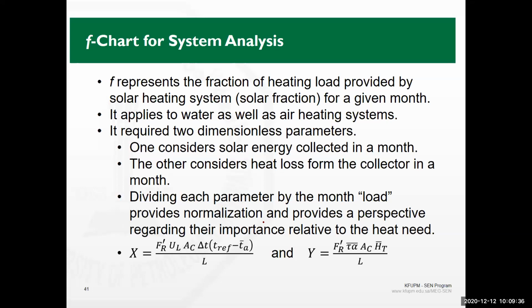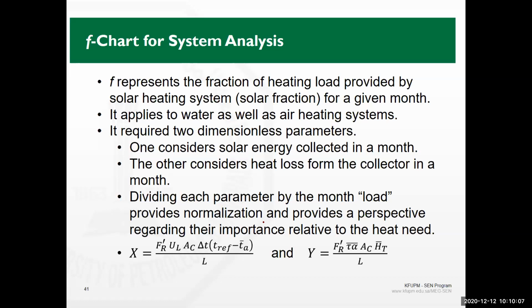So these values are given here, the X and Y. So we have FR prime. It's a modified parameter. Before, we were exposed to the value of FR. Now it's a modified parameter. UL is the overall heat transfer coefficient. AC, the area of the collector. Delta T, we're talking about the time frame. And then a certain reference temperature. Typically, they use the value of 100 degrees centigrade minus the average air temperature. This is all divided by L.